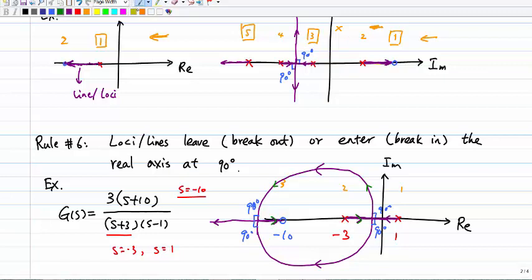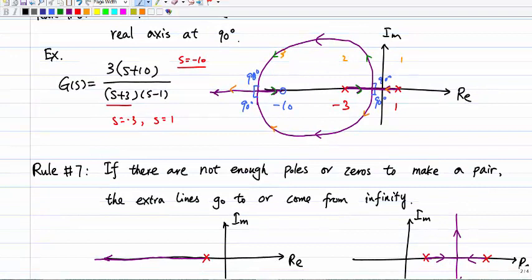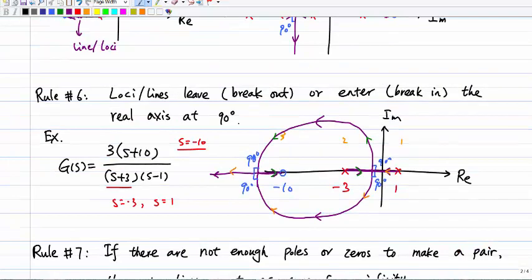The other one is trying to go somehow differently. It's going here and going down, and this one will go to infinity. Okay, so this is rule number 6. Rule number 7 says if there are not enough zeros or poles to make a pair, the extra line goes to or comes from infinity. This is exactly why this one goes to infinity.